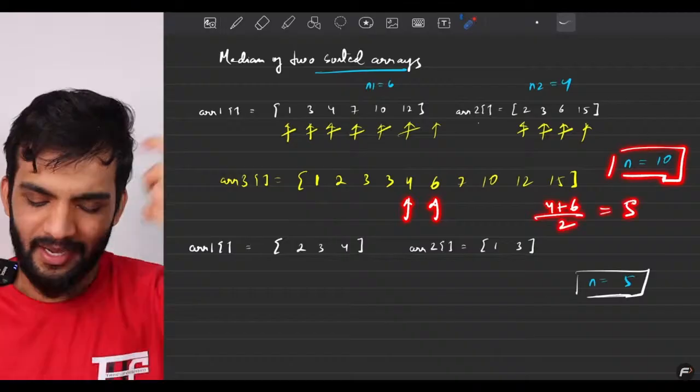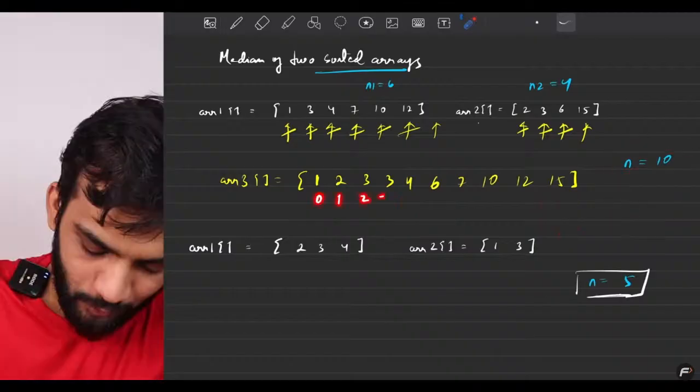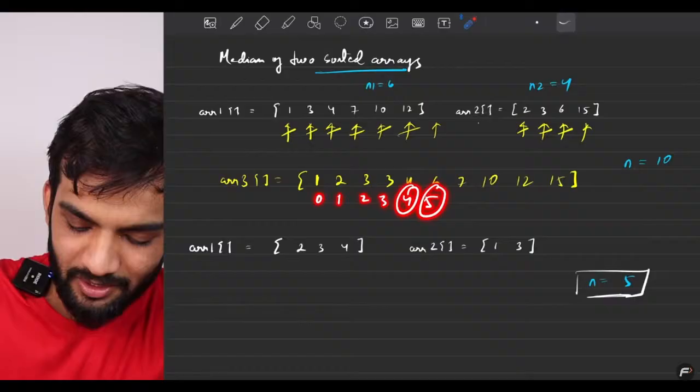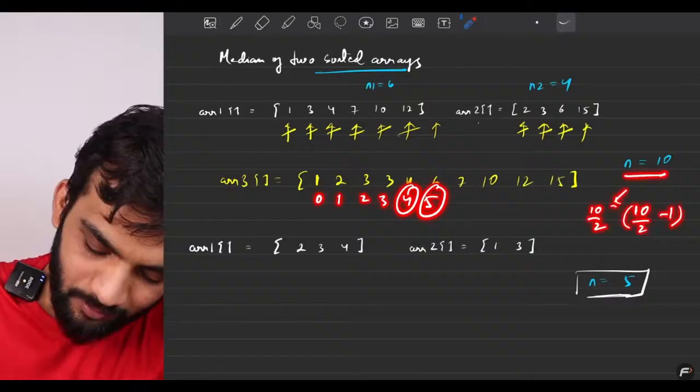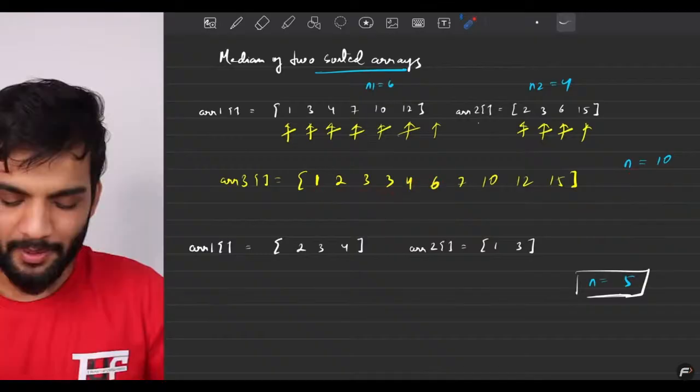And you know how to find it. The index is 0, 1, 2, 3, 4, 5. You need the 4th index and the 5th index. 5th index is nothing but 10 by 2 and the 4th index is nothing but 10 by 2 minus 1. So you get both the indexes and then you can do your job. I'll write that in code, but before that, let's look at the other example.